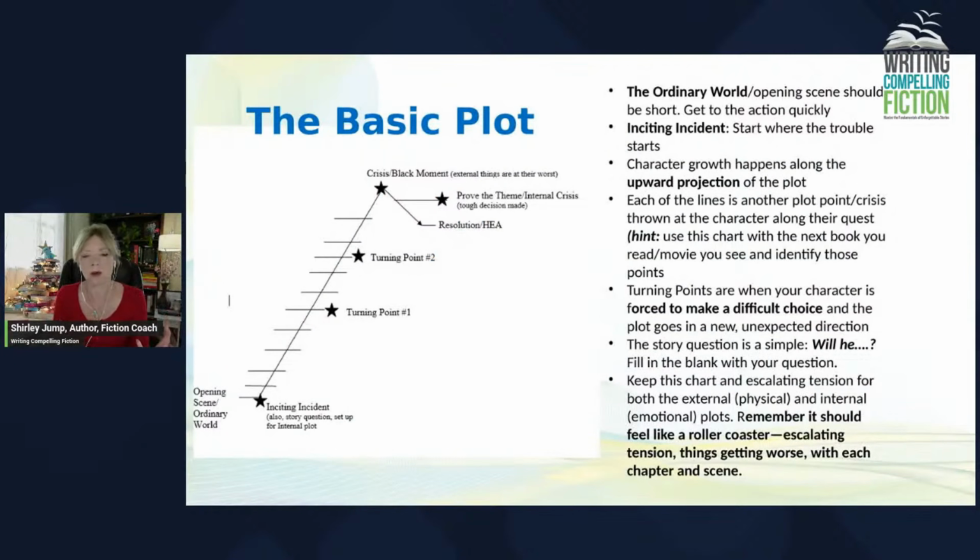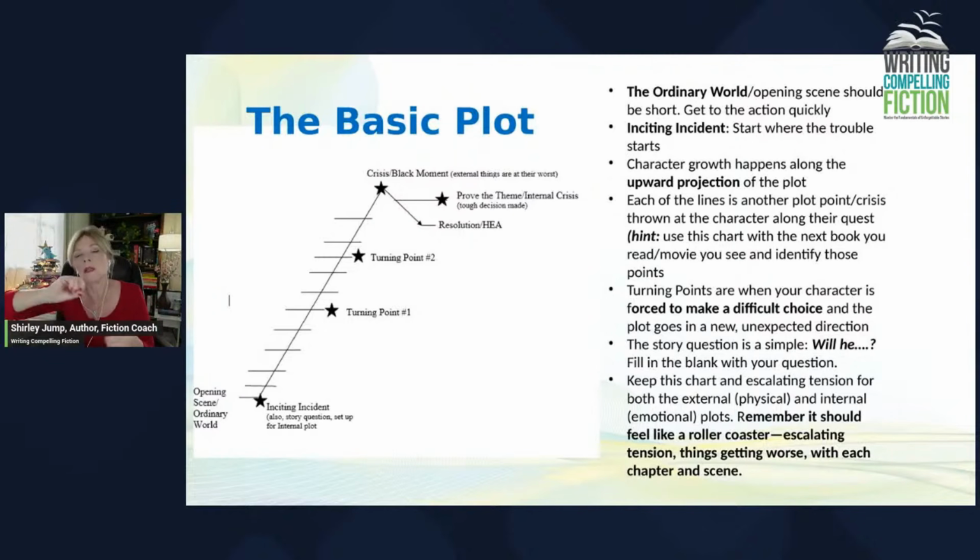Now we're going to talk about how this works with a plot. If you look at the structure of a plot, it is escalating, right? Things are getting worse. Remember that whole metaphor I gave you about the roller coaster? Things should be constantly getting worse. So you have the ordinary world. You may or may not have to have that opening scene. But either way, you have the inciting incident, which is the trouble, the catalyst that forces them to change.